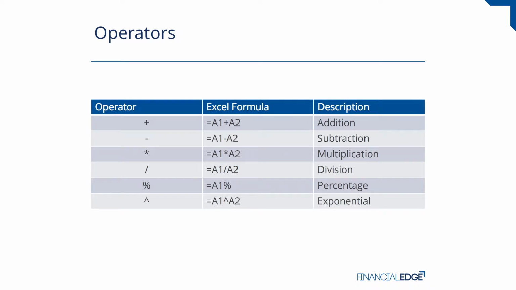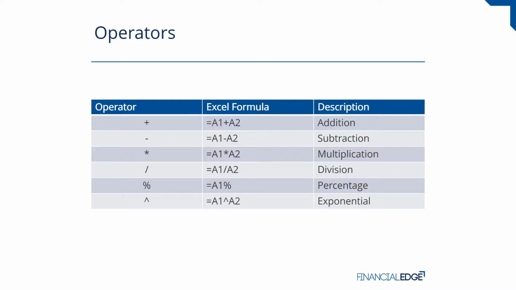The 6 operators I want to look at are addition, subtraction, multiplication, division, percentage, and exponential. All formulas have to start with the equal sign. So I start off by typing in equals, I then click on A1, type the addition sign, and then I click on A2. Now a similar thing happens for subtraction. When we move on to multiplication, the asterisk symbol is your multiplication symbol. For division, we've got the slash.